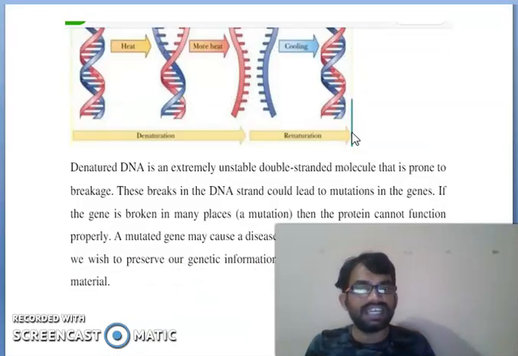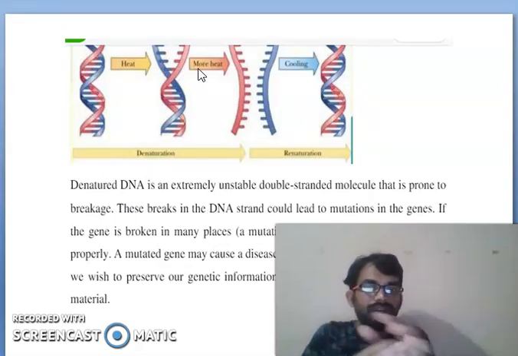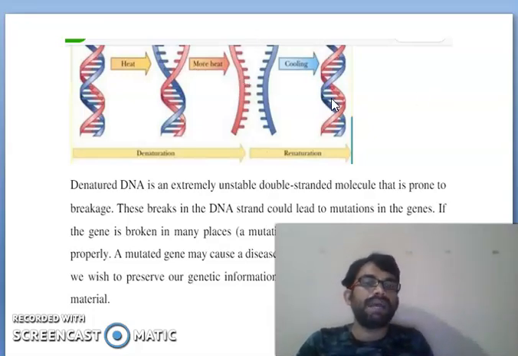Now you can see how DNA is an extremely unstable double stranded molecule that is prone to breakage. When DNA is heated, there is repulsion, then it goes to single stranded DNA. By cooling, it comes back to double stranded DNA.